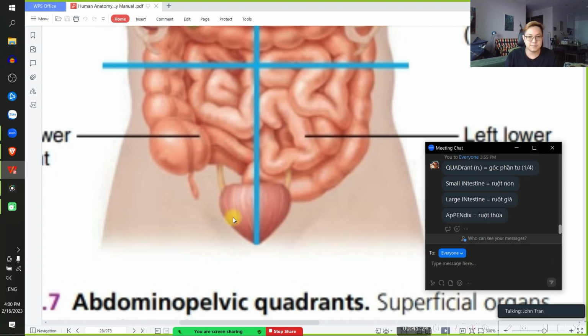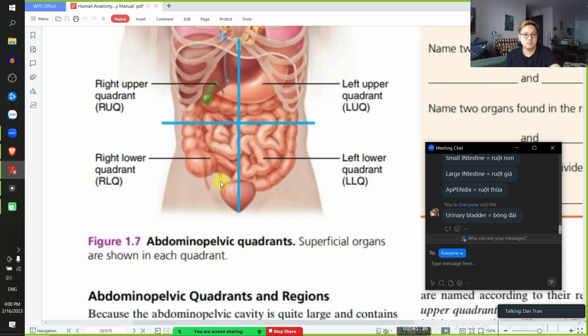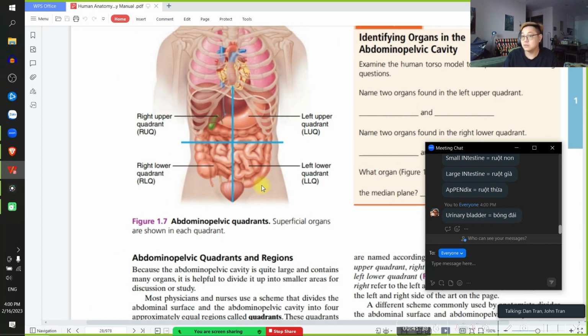Or you can talk about this part, which is the urinary bladder. The urinary bladder is a place where urine is kept before you urinate.